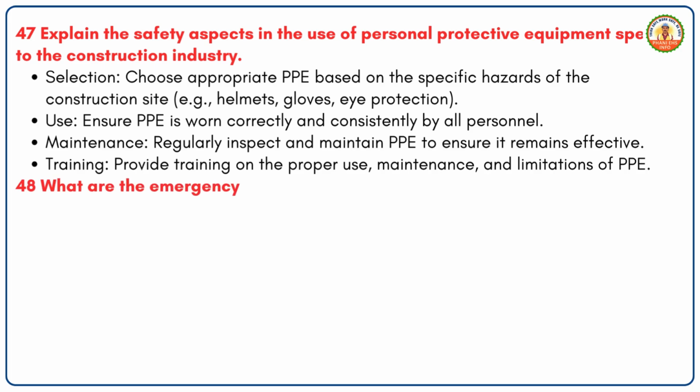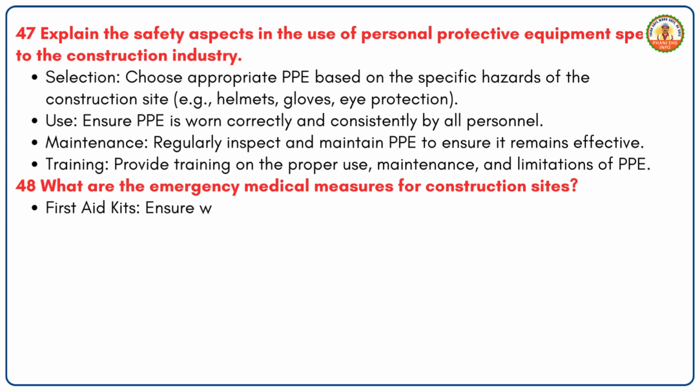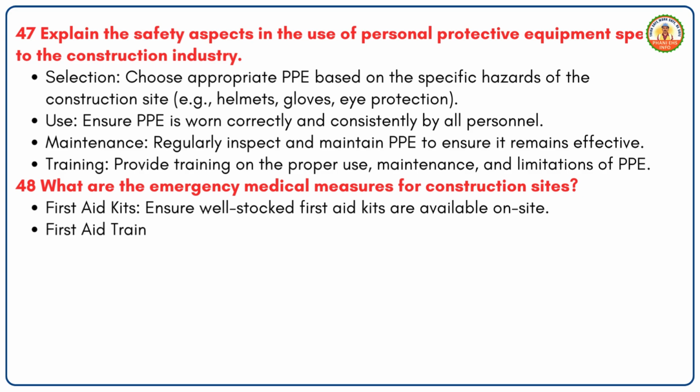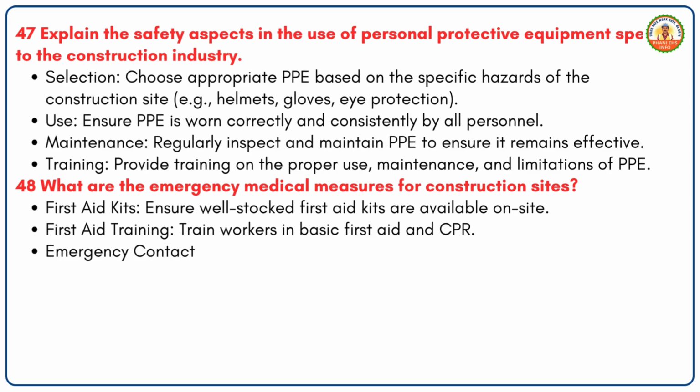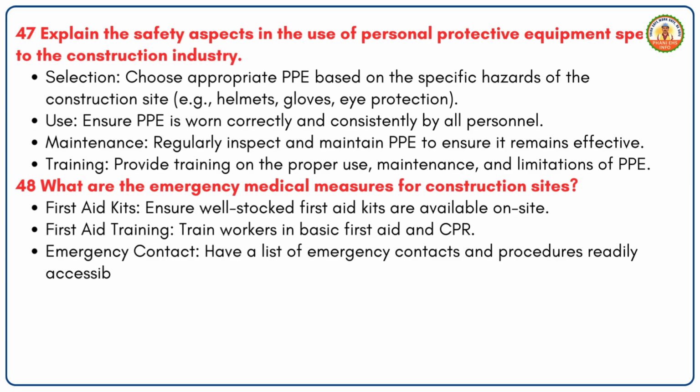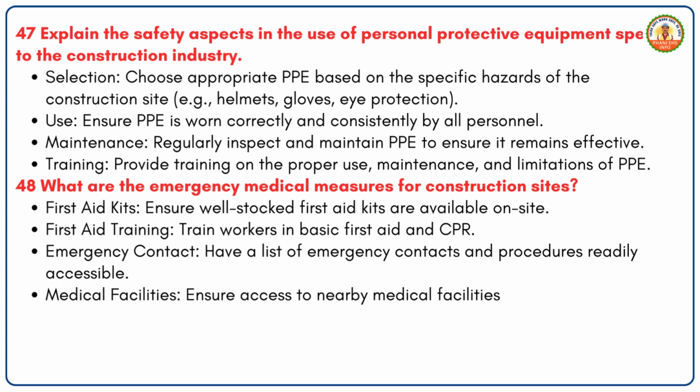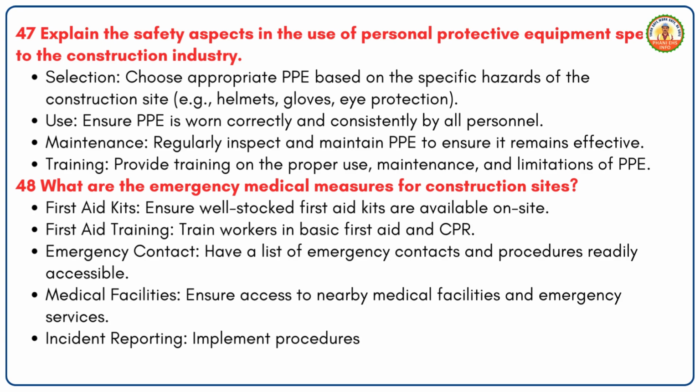48. What are the emergency medical measures for construction sites? First aid kits. Ensure well-stocked first aid kits are available on site. First aid training. Train workers in basic first aid and CPR. Emergency contact. Have a list of emergency contacts and procedures readily accessible. Medical facilities. Ensure access to nearby medical facilities and emergency services. Incident reporting. Implement procedures for reporting and documenting accidents and injuries.